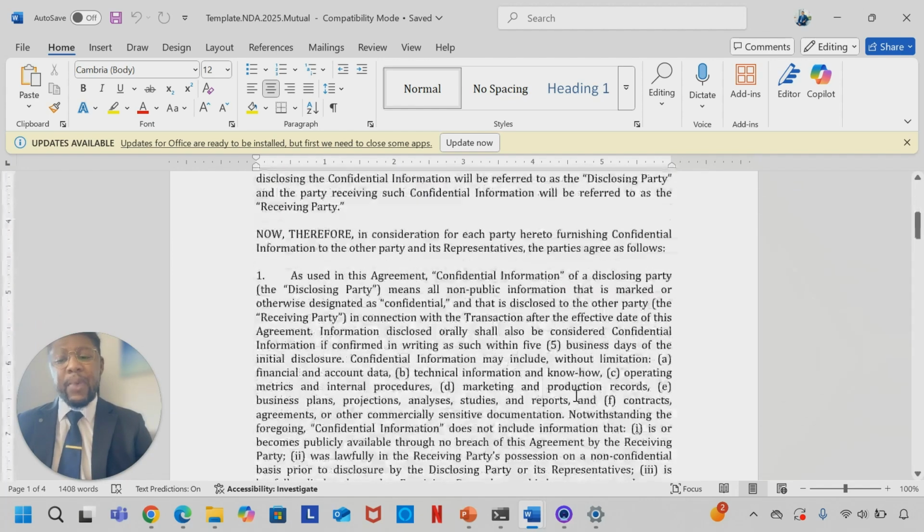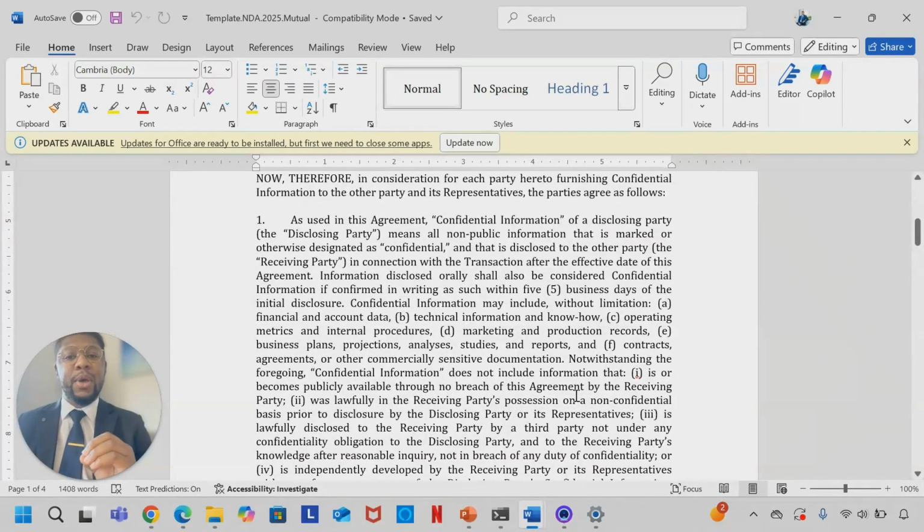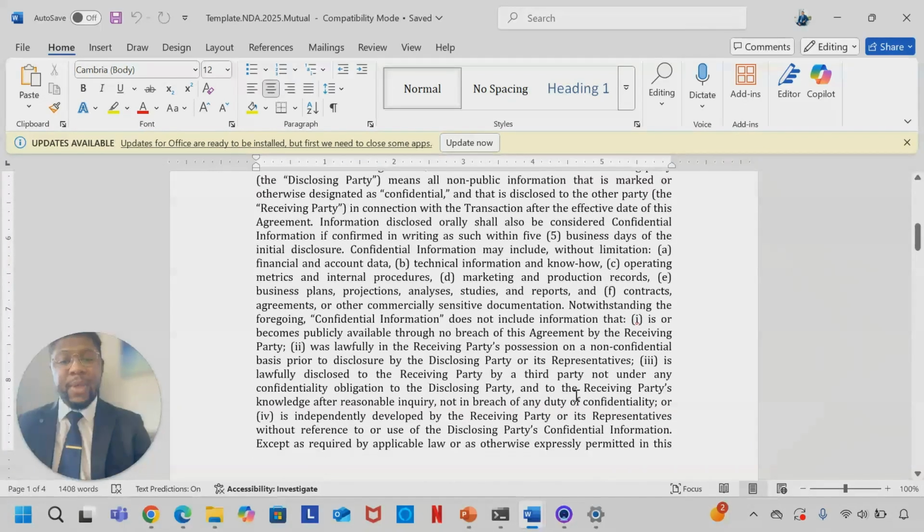Now, in this agreement, what you'll see is the confidential information section is very, very detailed and very, very thorough. It includes technical information, financial and account data, business plans, projections, analyses, studies, reports, contracts, agreements. It is a very thorough section to make sure that whatever your idea is, it will be protected.